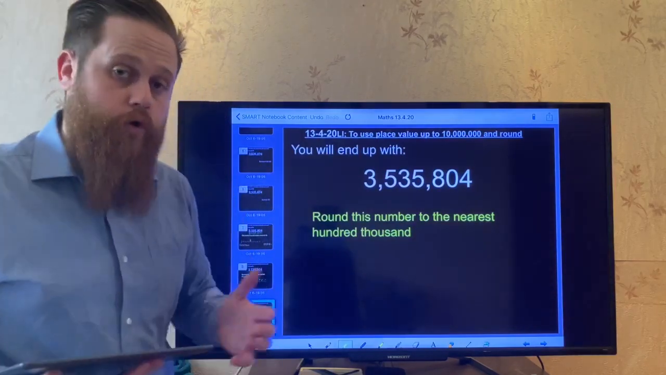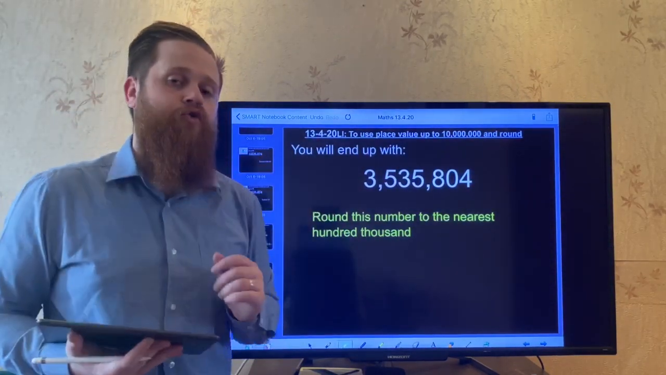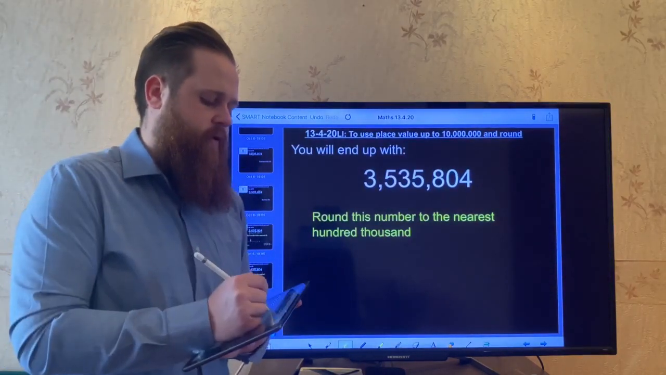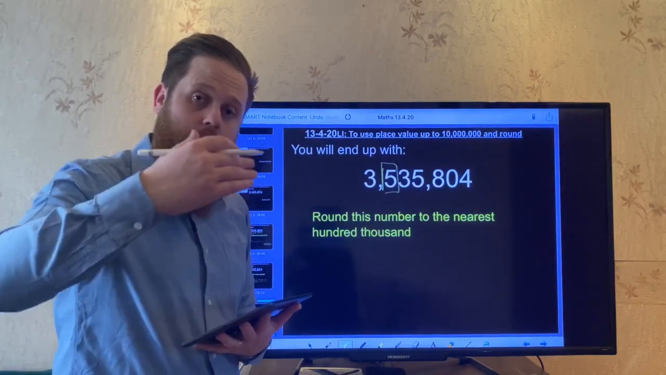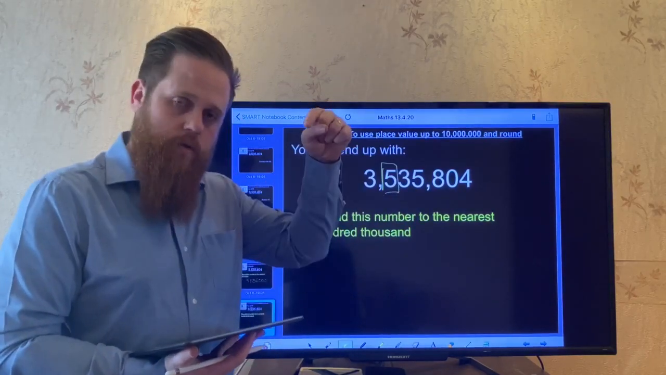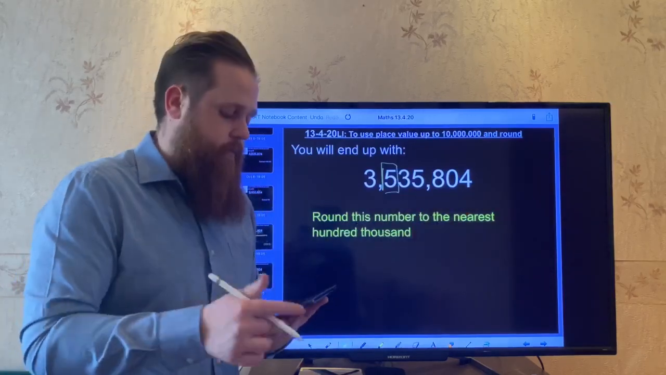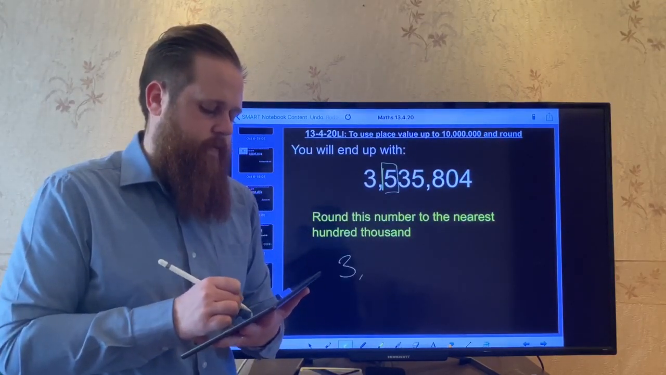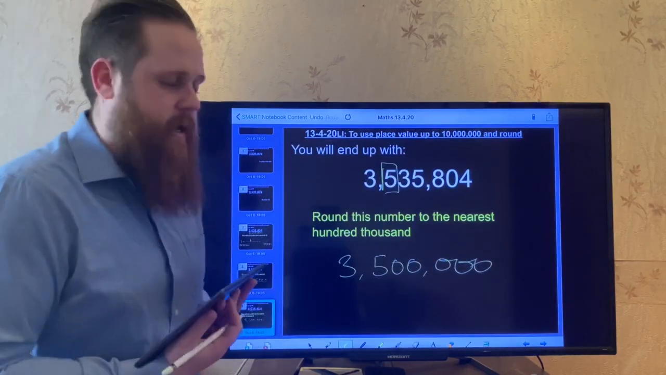Have a go at this one. Pause the video if you need to. Round this number to the nearest 100,000. So we're going to be rounding to the nearest 100,000, which is here. So I need to look at the column before, my 10,000 is a 3. Well, that means it's going to go down. Of course it does. So these are all just going to go to 0, meaning the nearest 100,000 to this number is 3,500,000. And there it is.